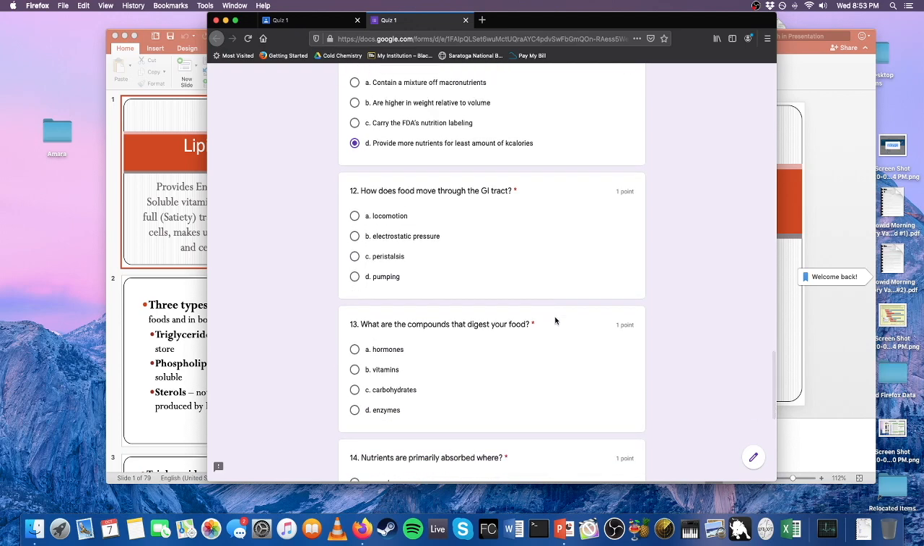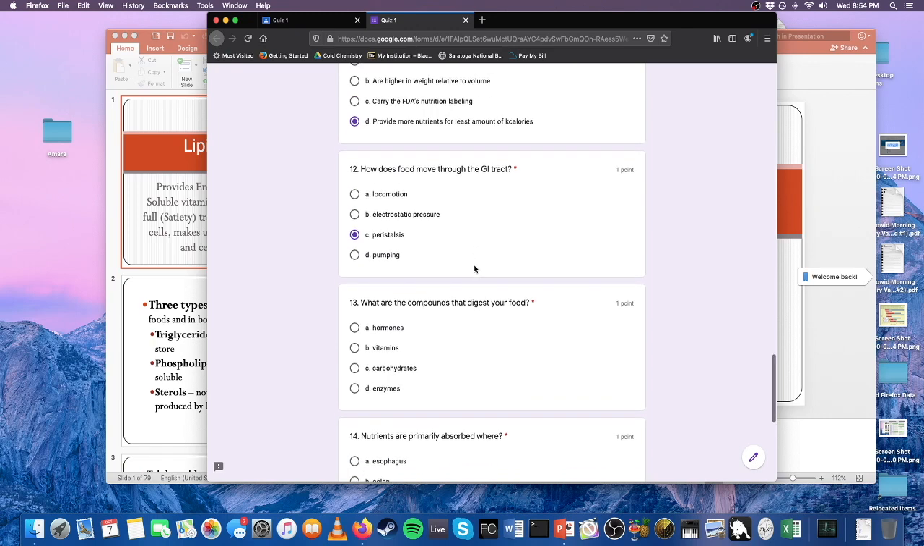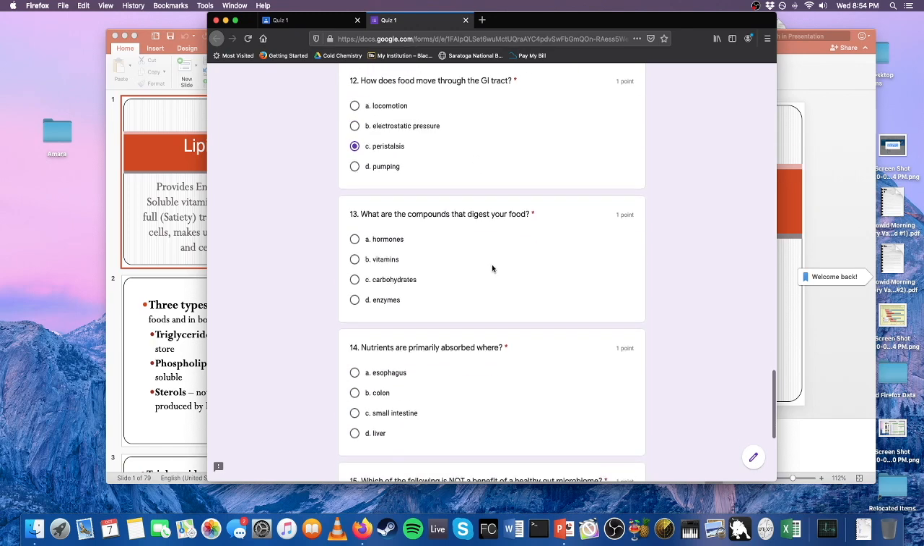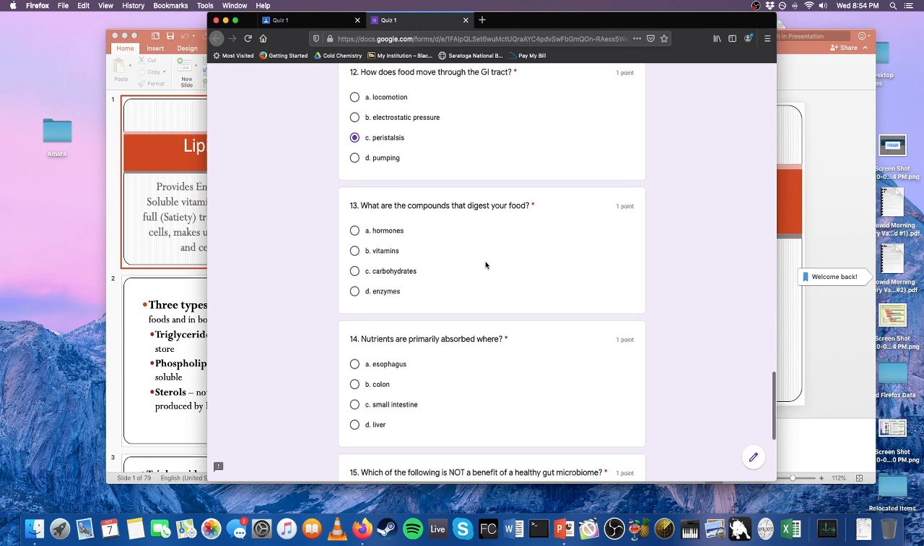Question 12. How does food move throughout the GI tract? This is a question about digestion, and we remember from our talk about the motion of food that it is the contraction of smooth muscles in the process of peristalsis that moves food through our bodies. Question 13, what are the compounds that digest your food? These are called enzymes. They're specialized proteins that are designed to assist specific chemical reactions in happening within your body.